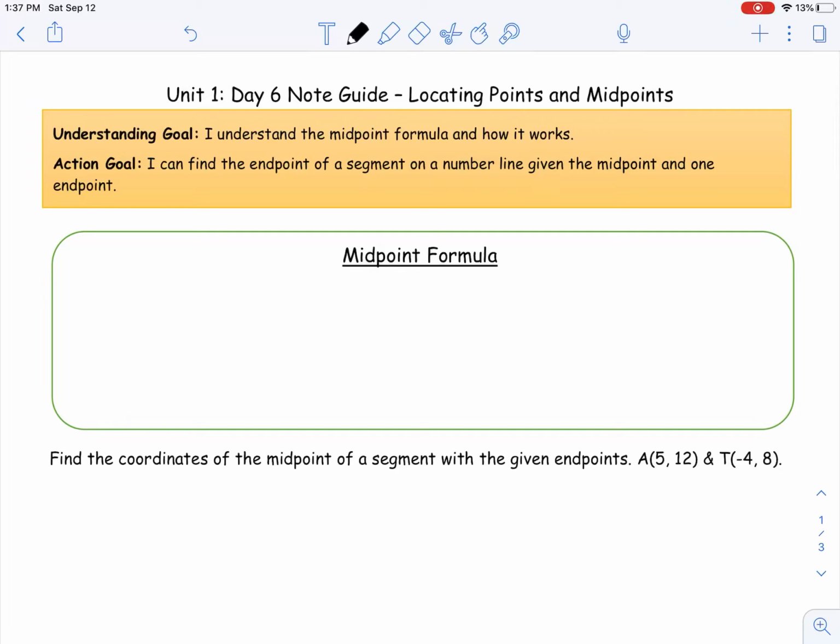We are continuing on day 2 of locating points and midpoints. I'm not going to describe the midpoint formula too much here because we've already talked about it in the previous video, but it should look something like this. x1 plus x2 over 2, and then comma, y1 plus y2 over 2, and it kind of has an m in front just showing that that's the midpoint.